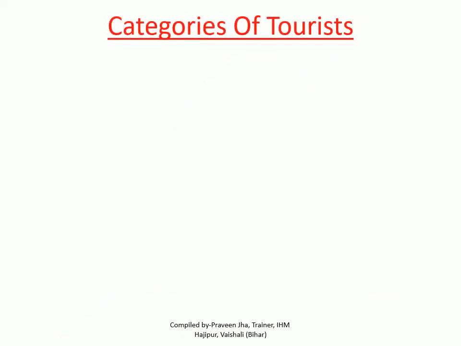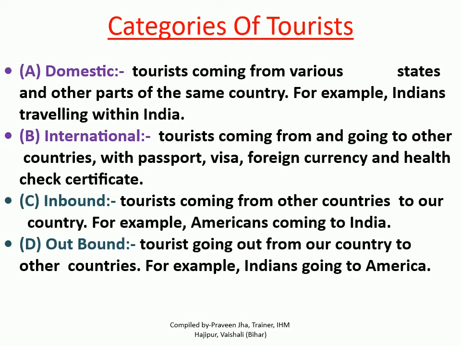Categories of tourists. A. Domestic: tourists coming from various states and other parts of the same country. For example, Indians traveling within India. B. International: tourists coming from and going to other countries with passport, visa, foreign currency, and health check certificate.